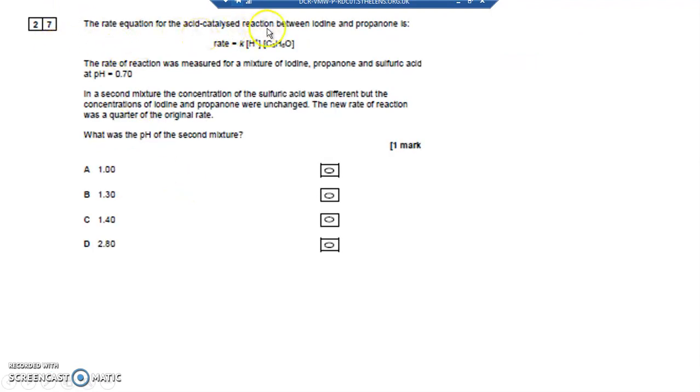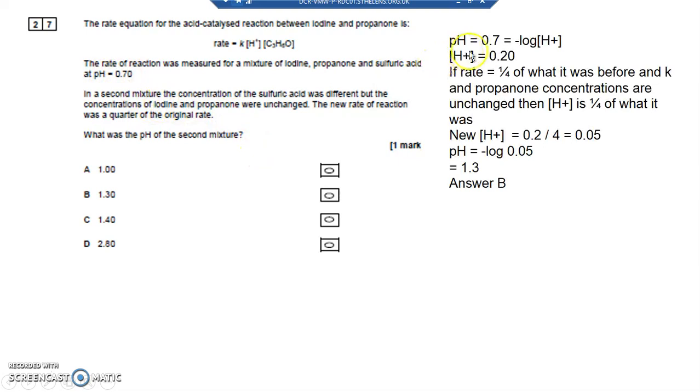The rate equation for an acid catalyzed reaction between iodine and propanone, there's the propanone, is this. The rate equation was measured for a reaction, a mixture of iodine, propanone and sulfuric acid at pH 0.7. So immediately I'm thinking, why would they give me pH as 0.7? Well, pH is minus log to the base 10 of hydrogen ion concentration, so they want me to work out the hydrogen ion concentration, otherwise they wouldn't have given me pH. So let's do that first.